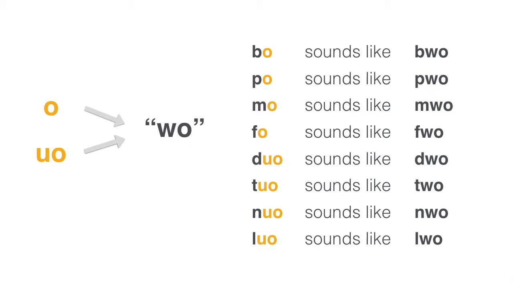Okay? So these sounds are very different from English, right? Like BO doesn't sound like bo, it's bo. You have to say a U first and then you slide into an ah. So bo, po. Just remember that O and UO are equivalent and they both sound like wo. Okay. Bo, po, mo, fo, do, to, no, lo.